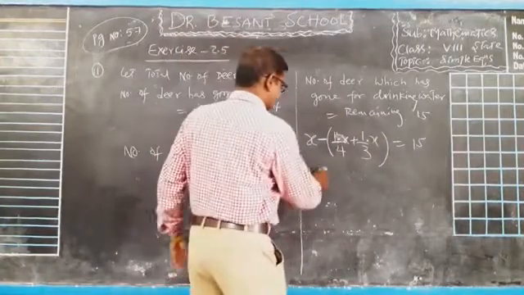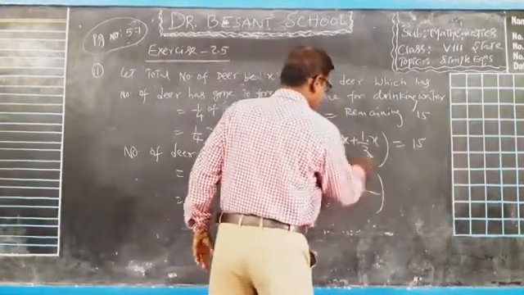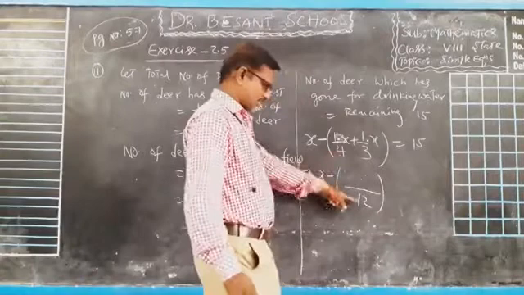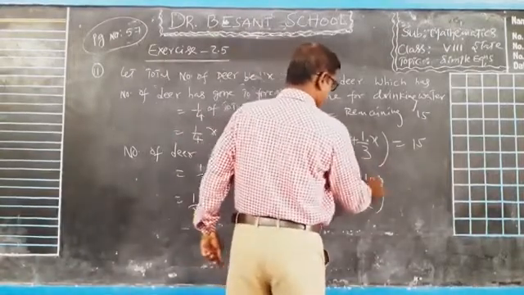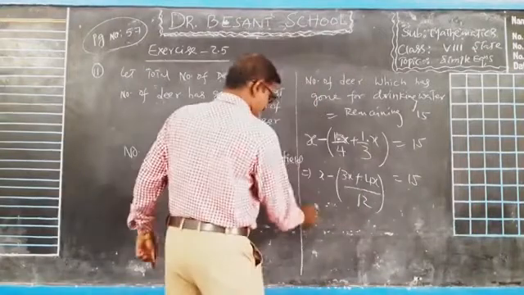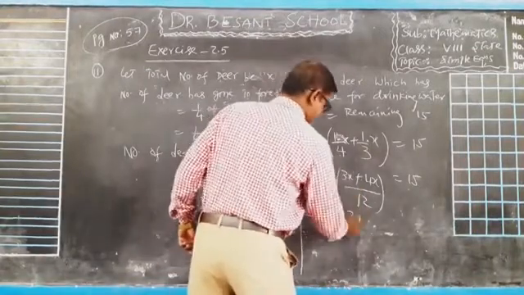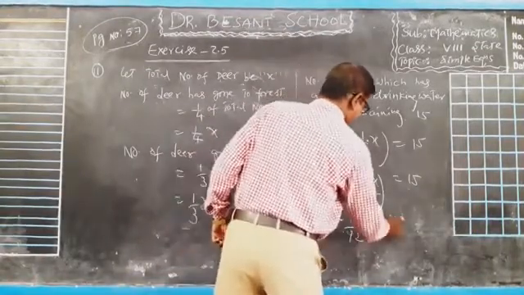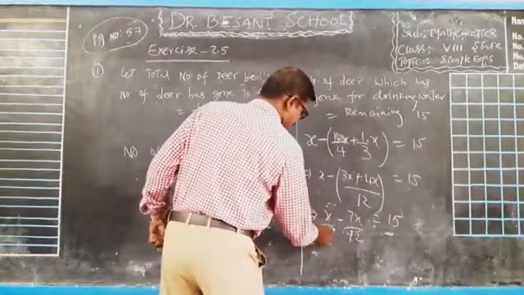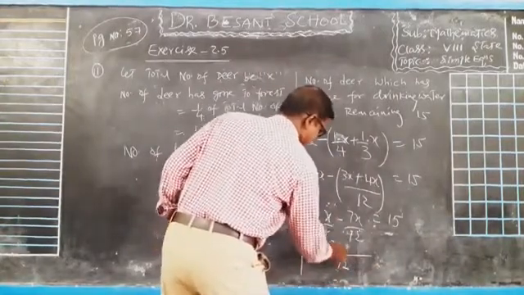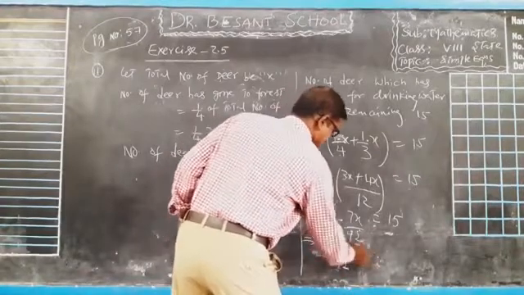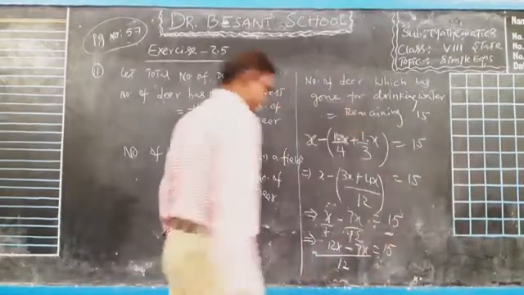So this is x minus, LCM of 4 and 3 is 12. 4 3s are 12, 3 into x is 3x, plus 3 4s are 12, 4 into x is 4x, is equal to 15. So it is x minus 3x plus 4x, 7x by 12, is equal to 15. So x can be written as x by 1, LCM is 12, 1 12s are 12, 12 into x is 12x, minus 12 1s are 12, 1 into 7x is 7x, equal to 15.